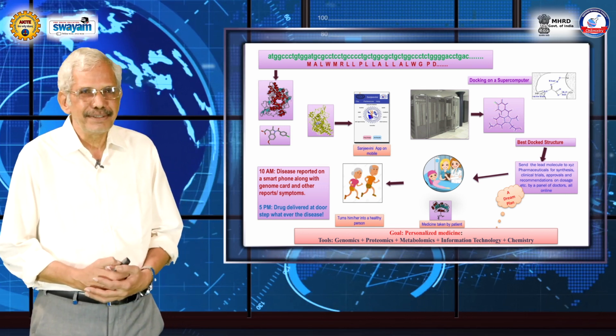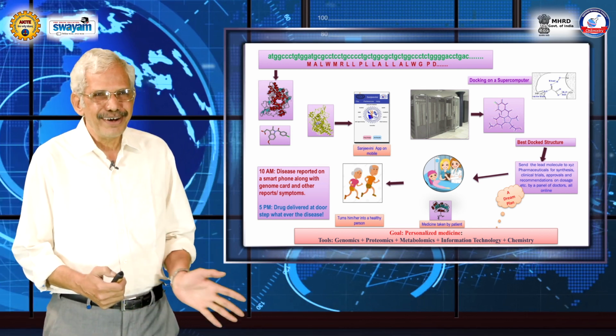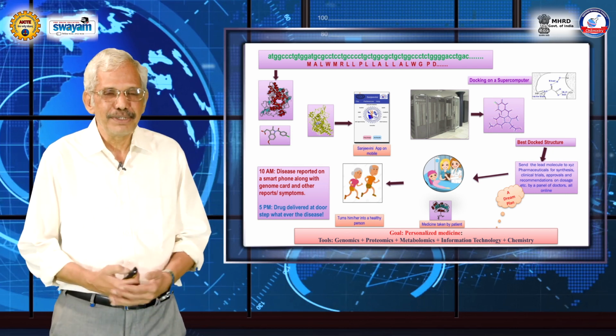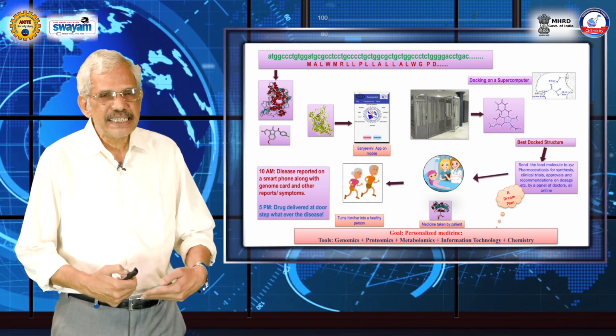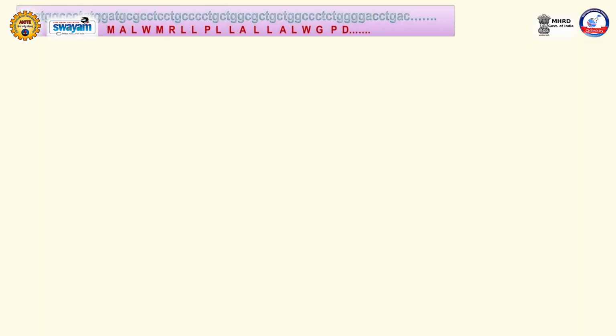I call this a country path today, but tomorrow it will be like an expressway, Delhi to Agra with 16 lanes and cars zooming past and so on. How do we sketch this boulevard? So I start with the genomic information, and from the genomic information, I decode this and put together the protein coding regions. So I have M, A, L, W, M, etc.